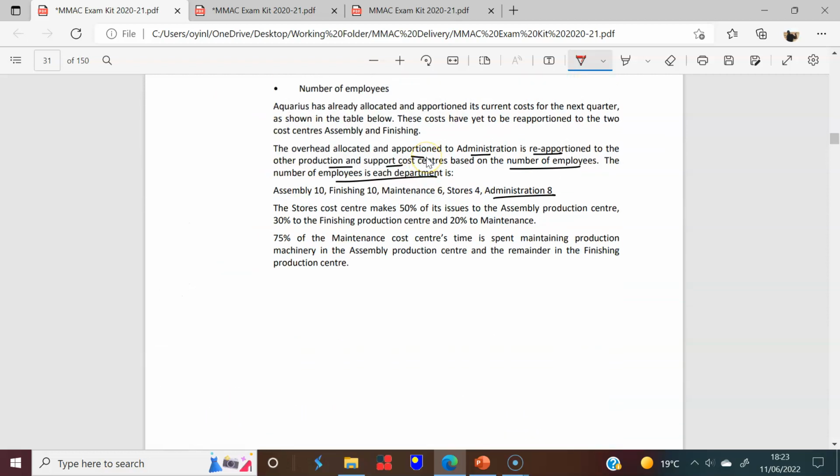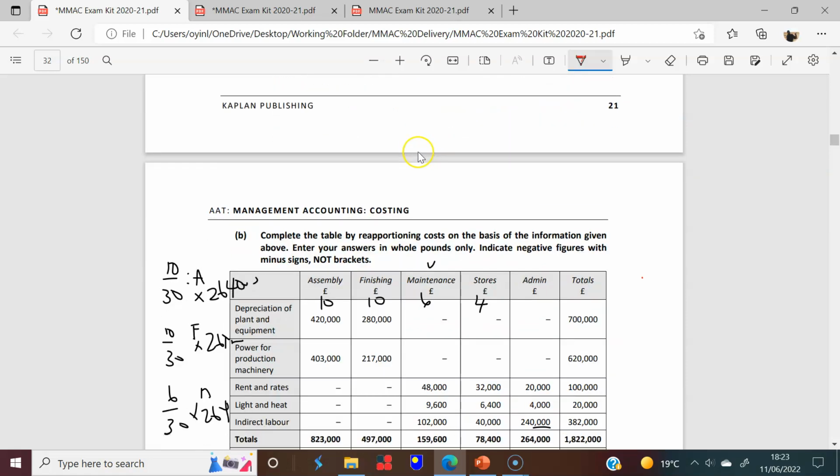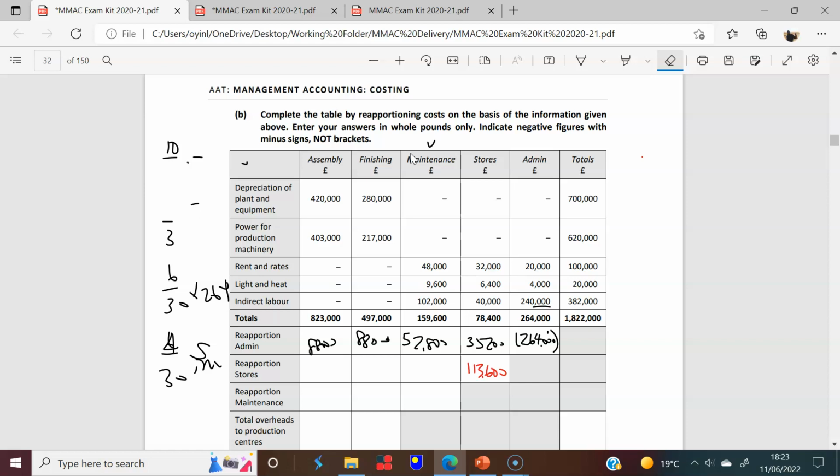It says that the store center makes 50% of its issues to the assembly, 50, 30, 20. So I'm just going to get rid of all of this this time. 50, 30, and 20 is the split here. So half of this is coming here.